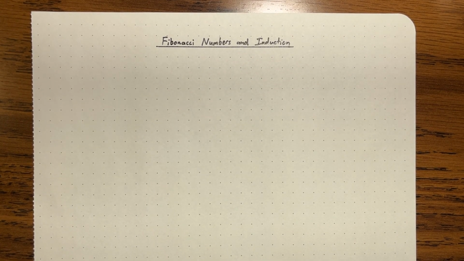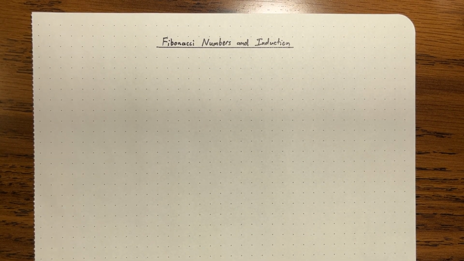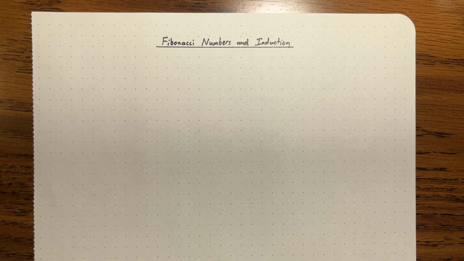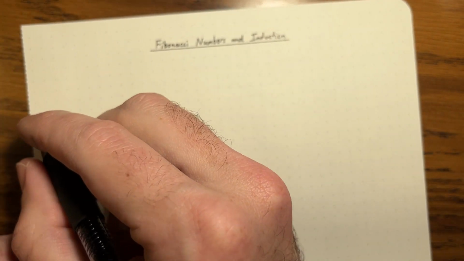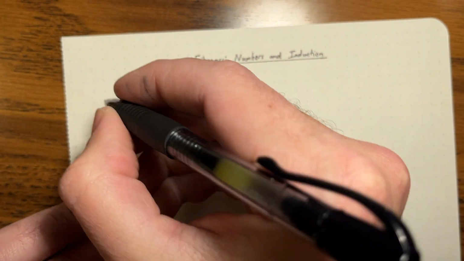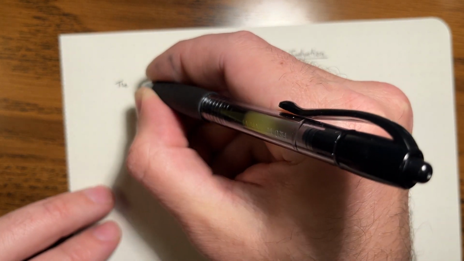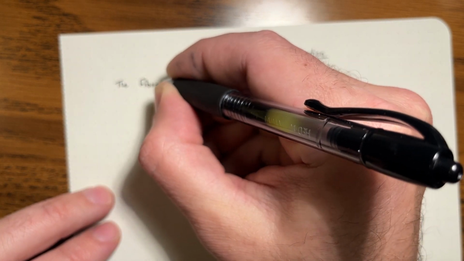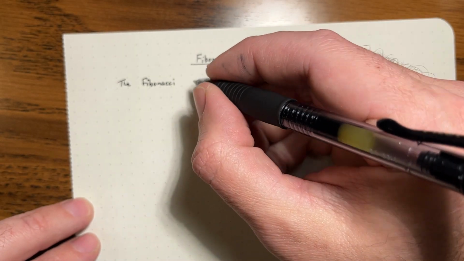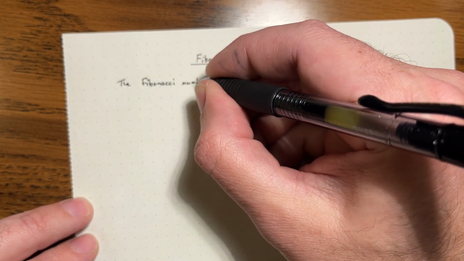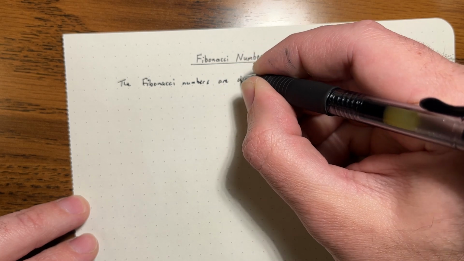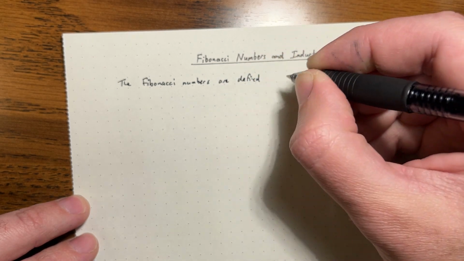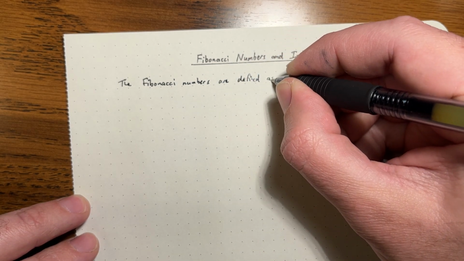In this lecture, we'll get even more practice with proofs by induction by exploring actually one of my favorite number sequences, which are the Fibonacci numbers. So the Fibonacci numbers, well, they're defined in the following way. So they're defined as follows.